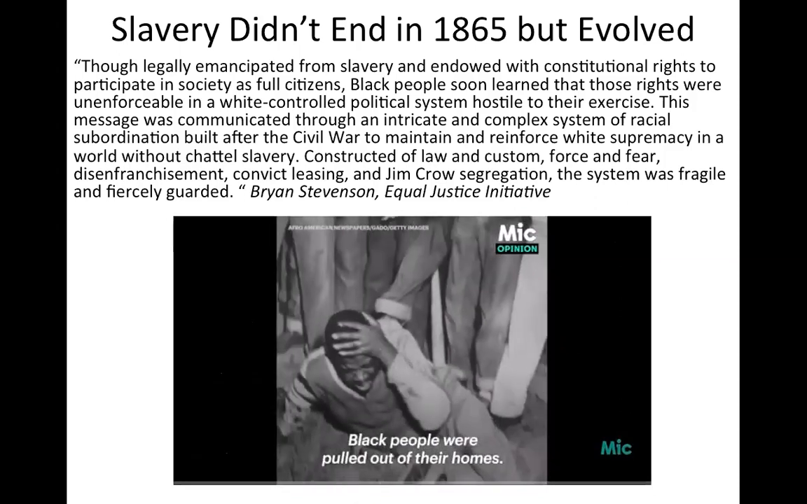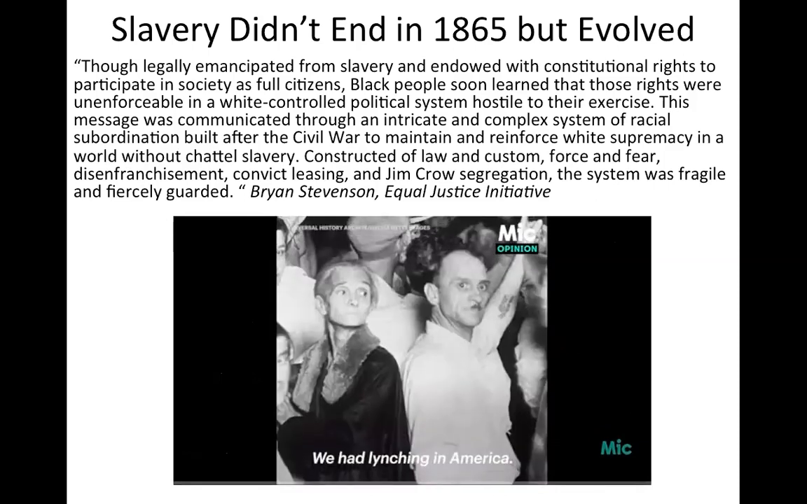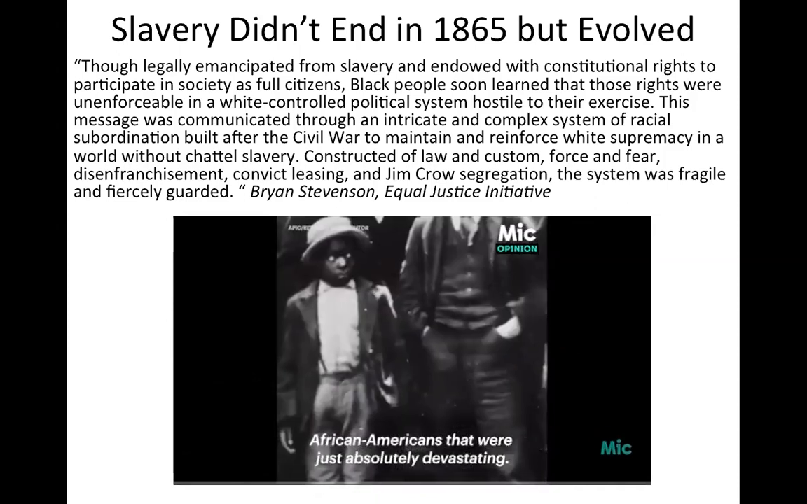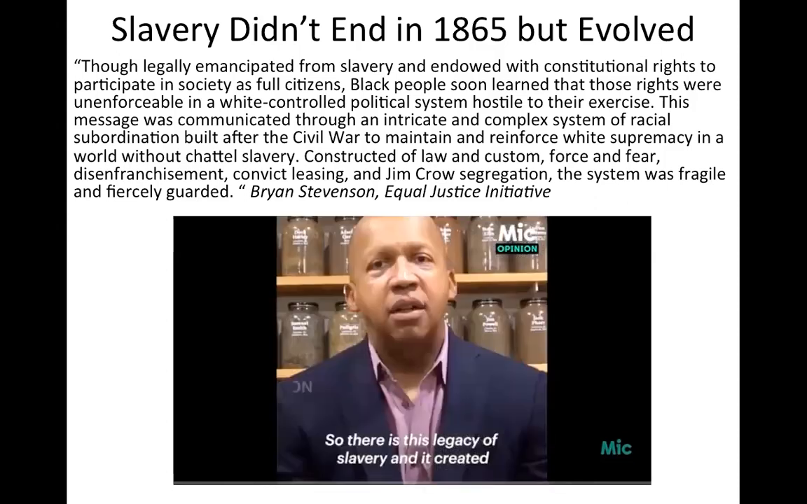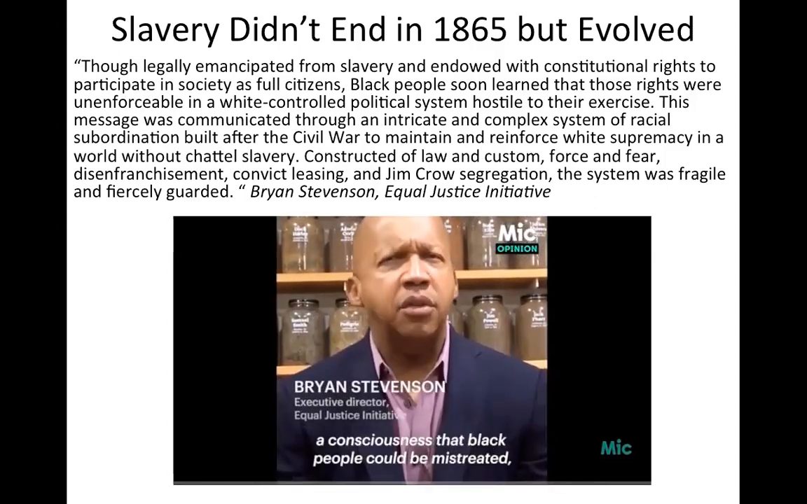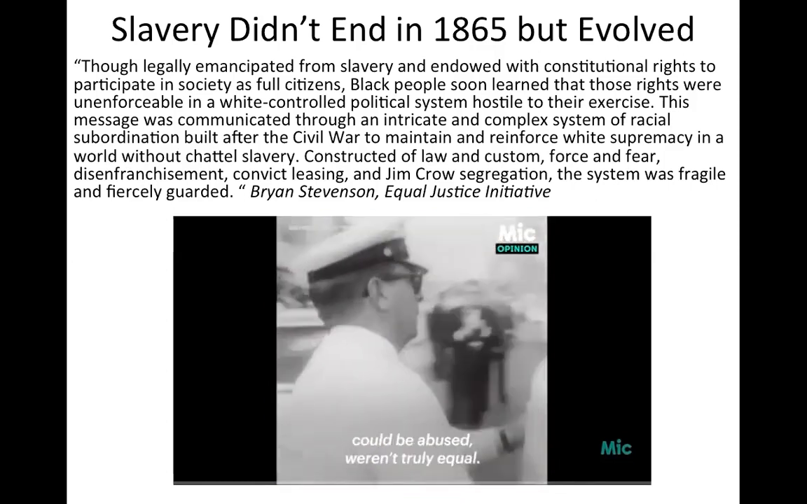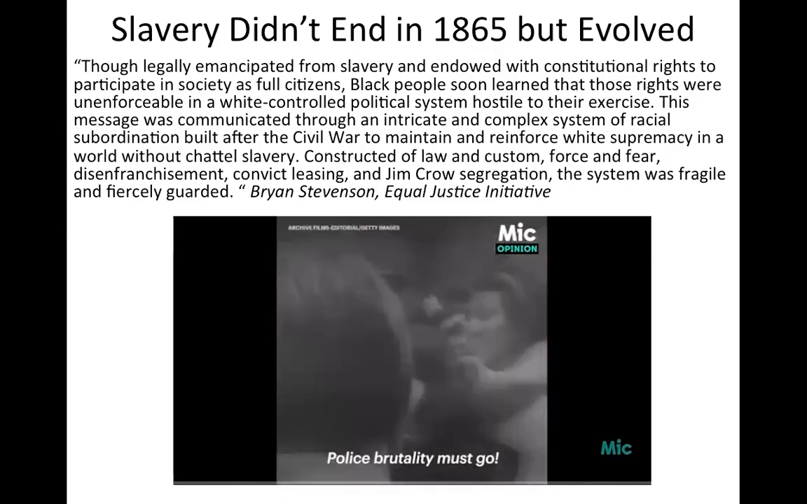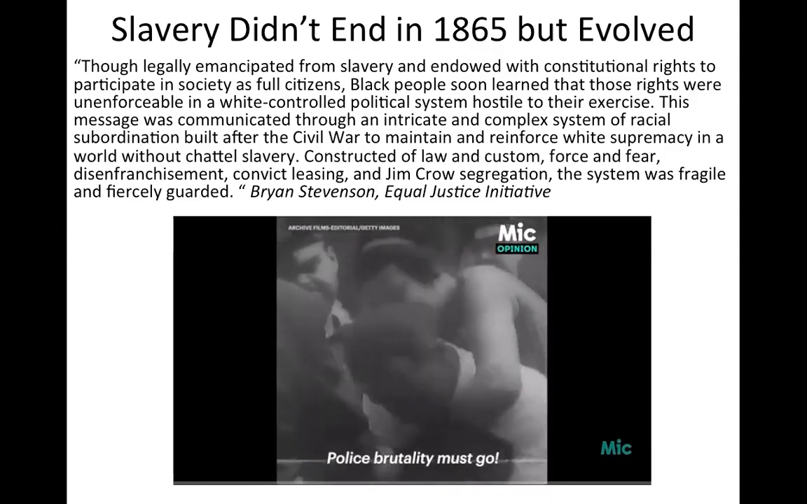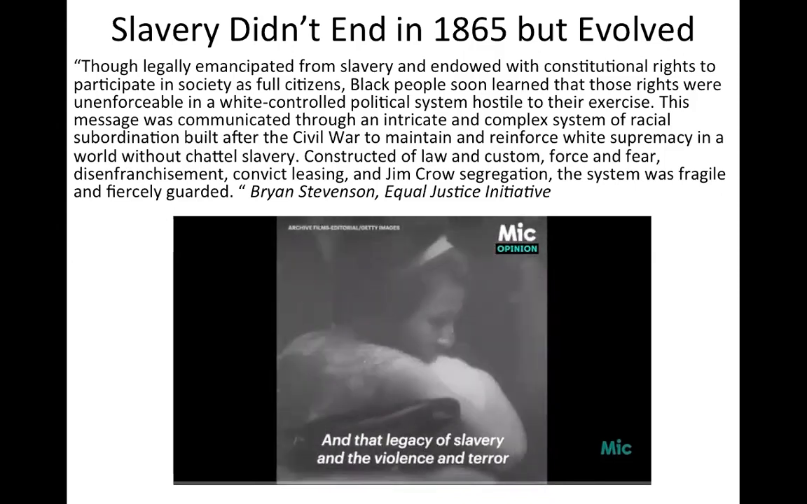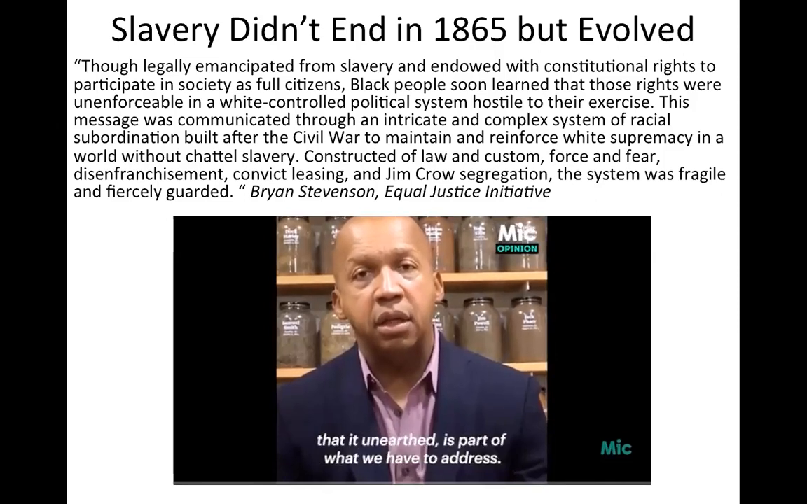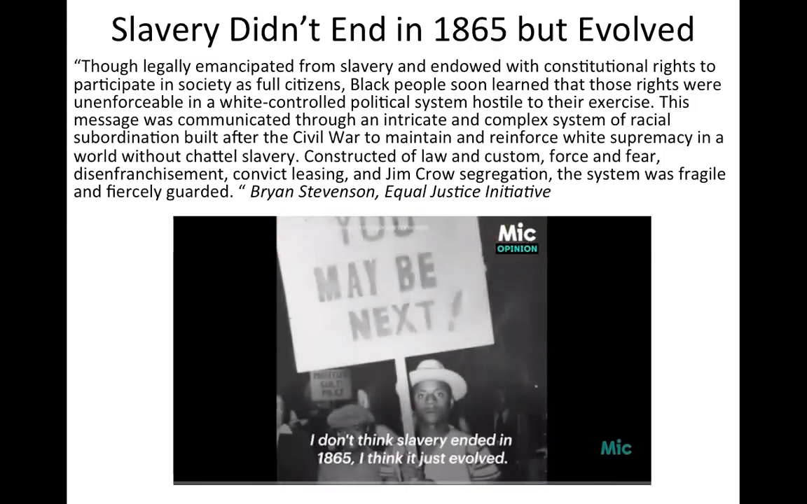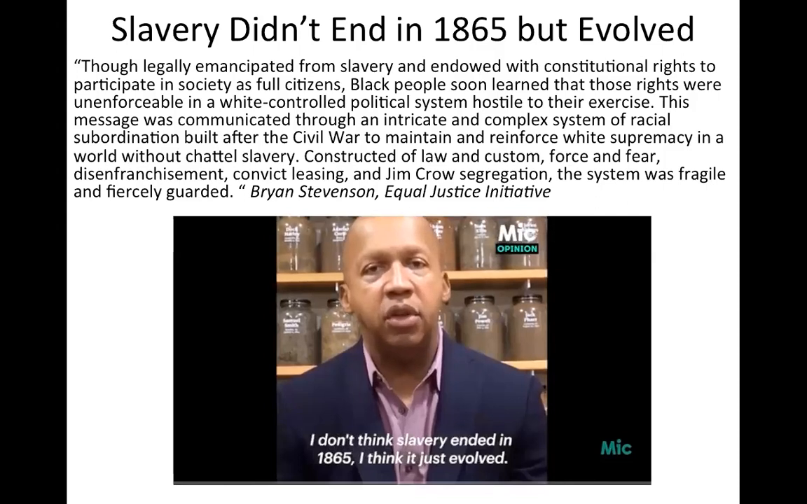Black people were pulled out of their homes, they were mutilated, they were hanged, lynching in America. We had community violence perpetrated against African Americans that were just absolutely devastating. So there is this legacy of slavery, and it created a consciousness that Black people could be mistreated, could be abused, or truly decades of terrorism, violence. Legacy of slavery, violence and terror that it unearthed is part of what we have to address. I don't think slavery ended in 1865. I think it just evolved.